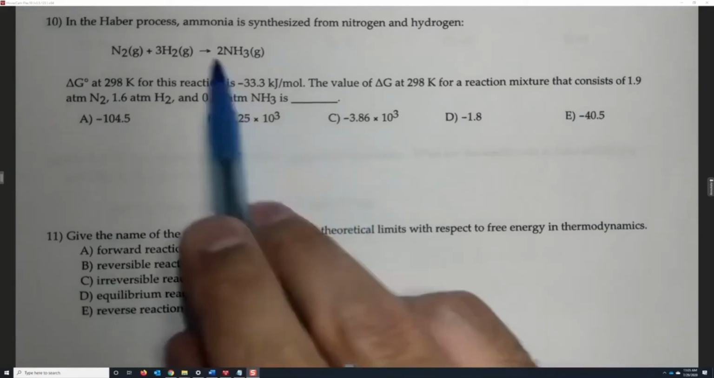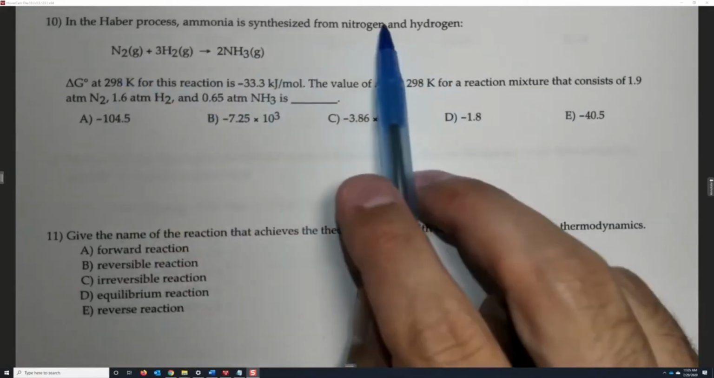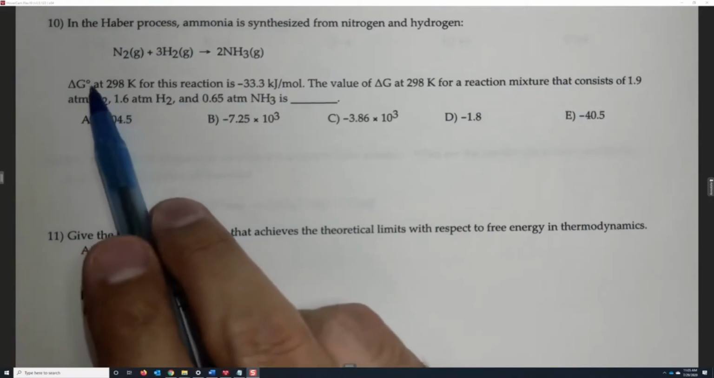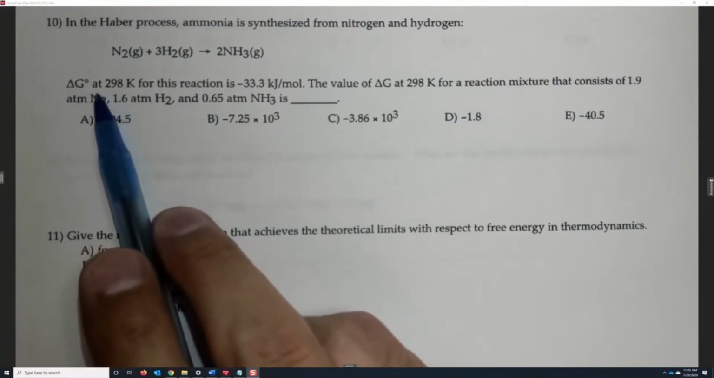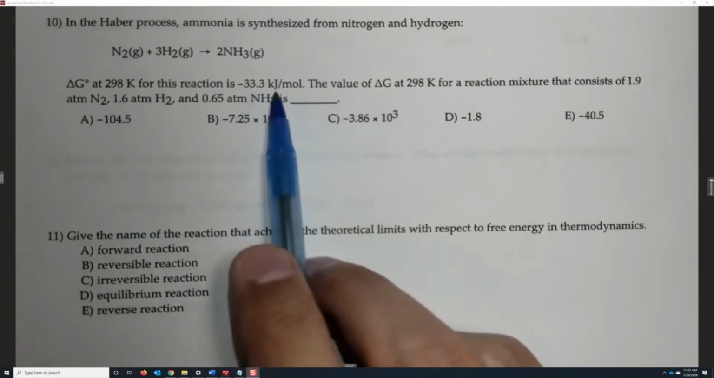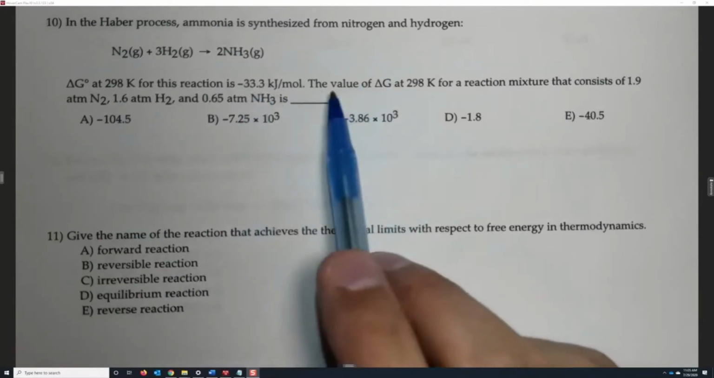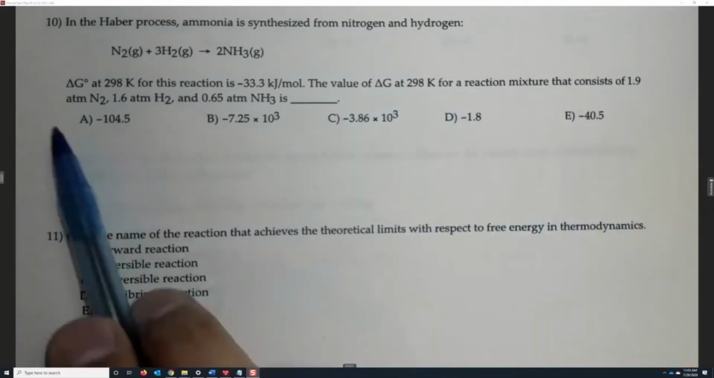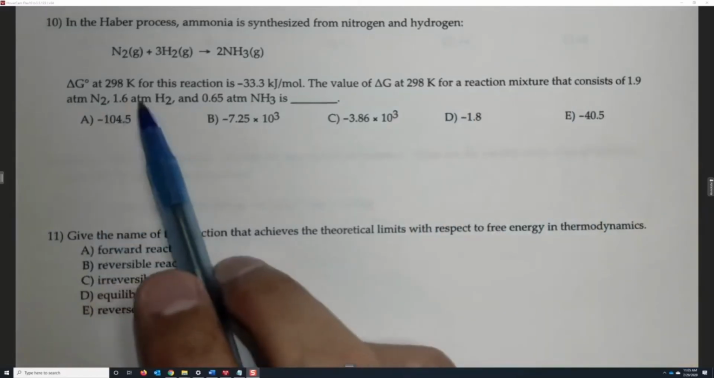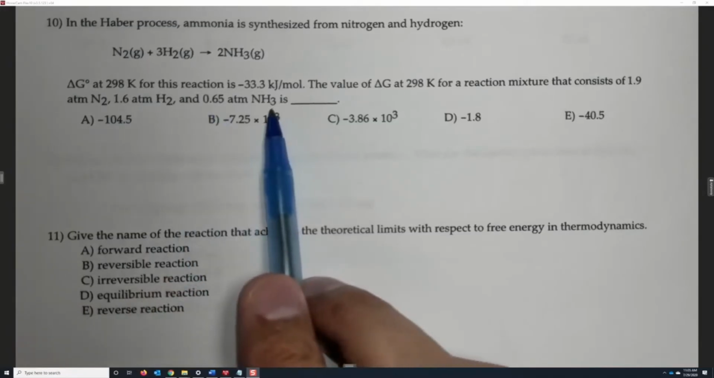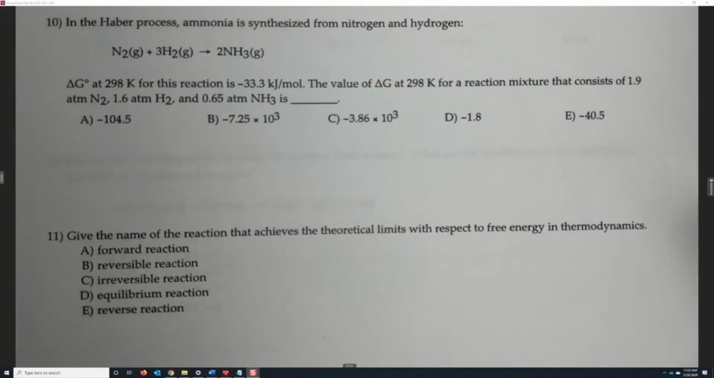Question number 10 says, in the Haber process, ammonia is synthesized from nitrogen and hydrogen, and we're given the reaction. It tells us the standard delta G at 298 K for this reaction is minus 33.3 kilojoules per mole. The value of delta G at 298 K for a reaction mixture that consists of 1.9 atmospheres of nitrogen, 1.6 atmospheres of hydrogen, and 0.65 atmospheres of ammonia is.